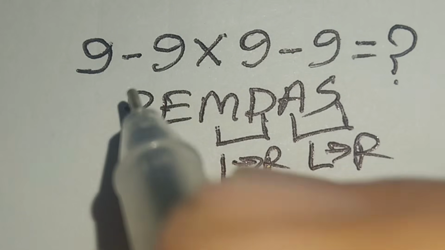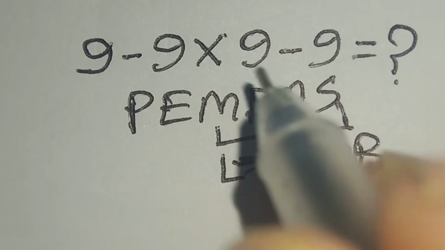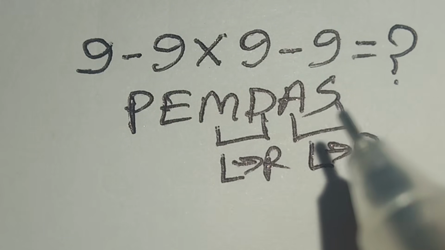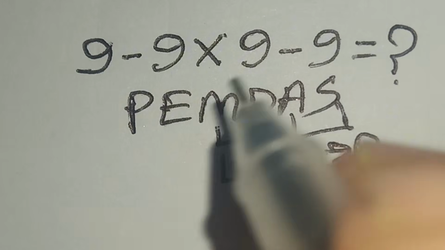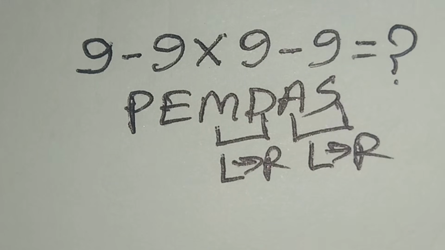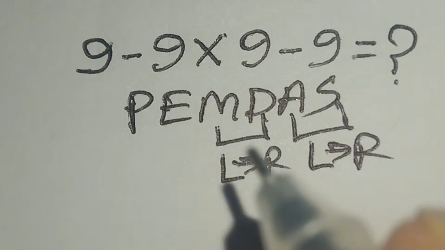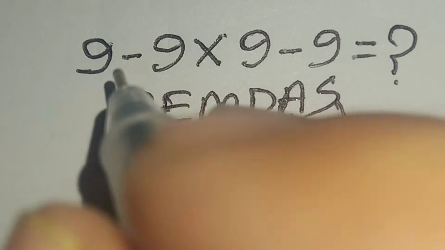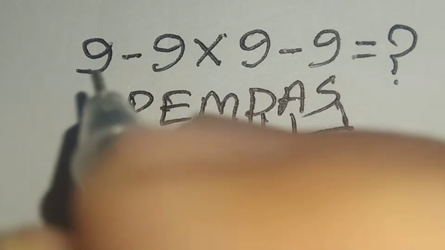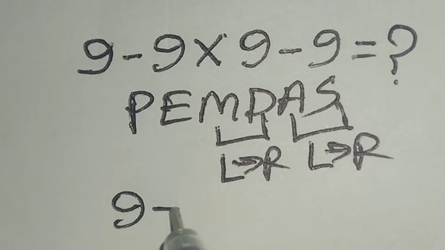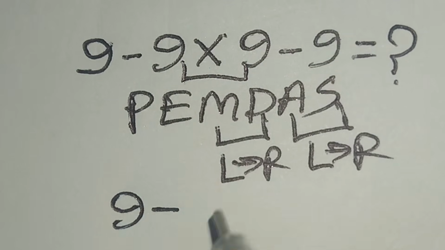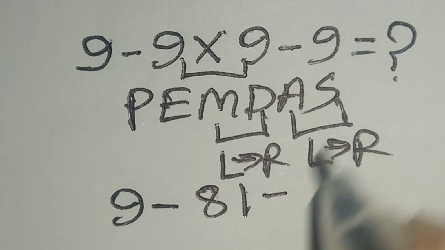Here there is no parenthesis, there is no exponent, there is no division, there is no addition. Here existing only multiplication and subtraction. According to the order of operations, multiplication has higher priority than subtraction. Therefore, at first we have to work with this multiplication. Here this 9 minus this 9 times 9 gives us 9 minus 81.